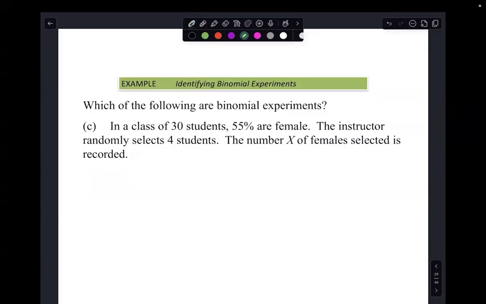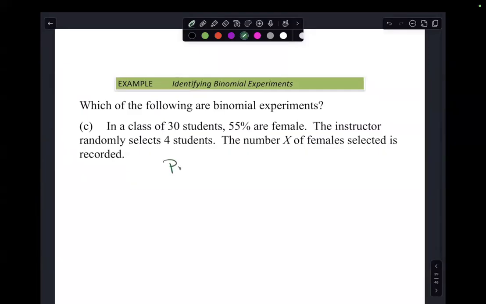Once I take 1 student out of the class, doesn't the probability change? Because now there's only 29 students in the class. If I took a female out, then there's 1 fewer female in the class of 29. If I took a male out, then I have 1 less male. So the probability is not fixed. So this is not binomial. Probability not fixed. I guess I should have written it on the last one.